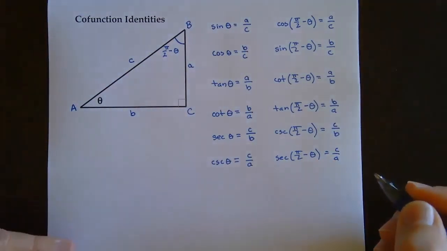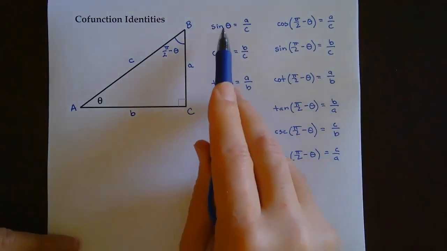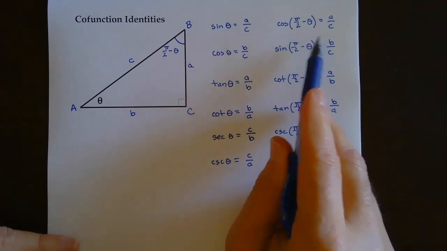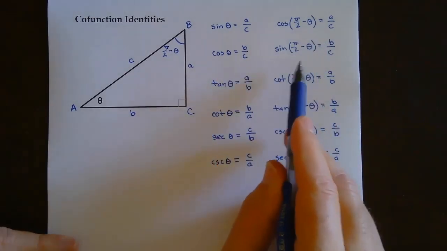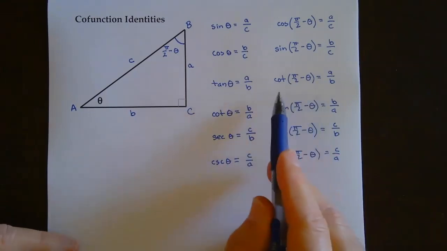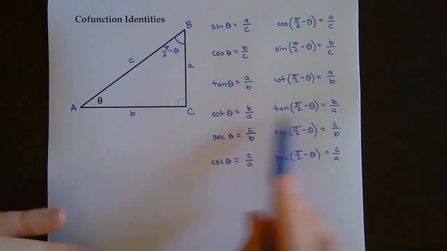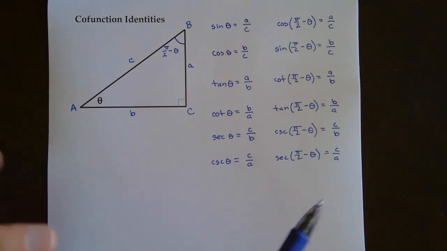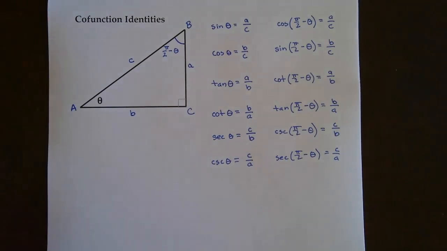And you see something that happened every single time. Sine theta, cosine of pi over 2 minus theta. Cosine theta, sine of pi over 2 minus theta. And so on. These are always going to be the same, right? And that's why these are called cofunctions. These are called cofunctions because they are the same. It's just a reflection and translation, okay?